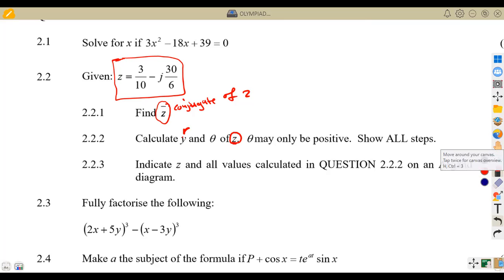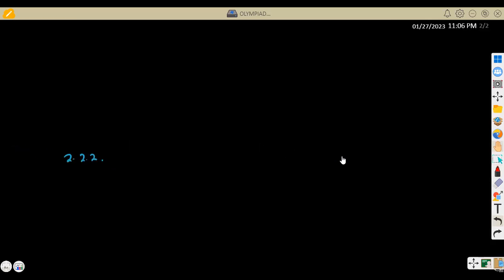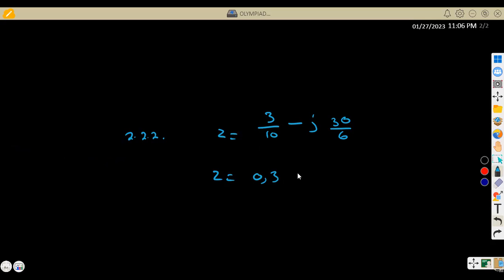Okay, so our z is given as 3 over 10 minus j30 over 6, of which you can write this as 3 over 10, that is 0.3. So this can be written as 0.3 minus j, 6 into 30, that is going to be 5. Okay, so remember, for you to convert to polar form, I say that in polar form, z is given as r angle of theta, or z can be given as r cis theta.